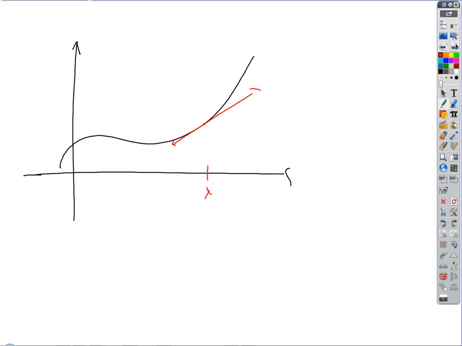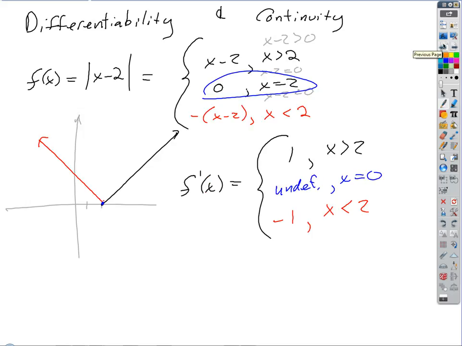Mr. Roy? Yeah. Can you go back to the last one? Sure. Great in pointing this out. For the undefined, wouldn't it be x equals 2? Oh, you're right. Thank you. Yep, it's that too.